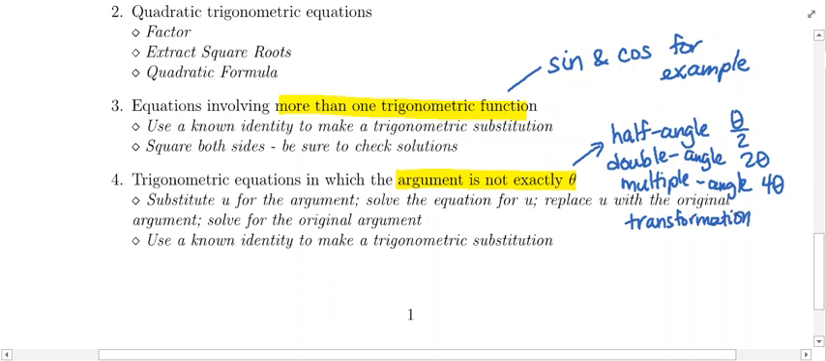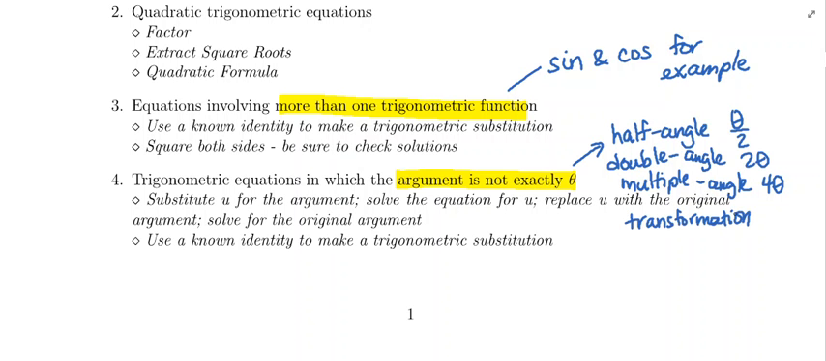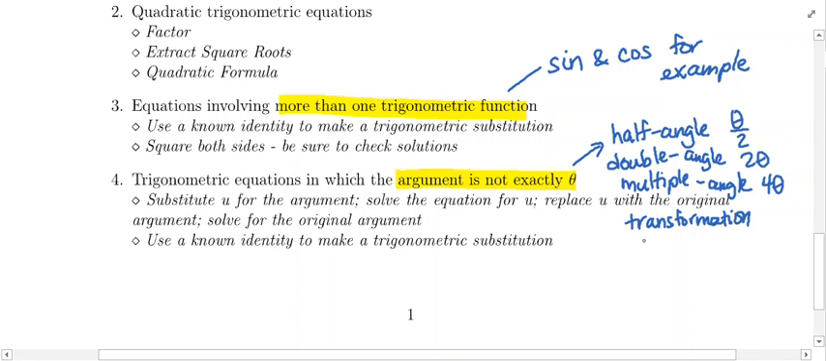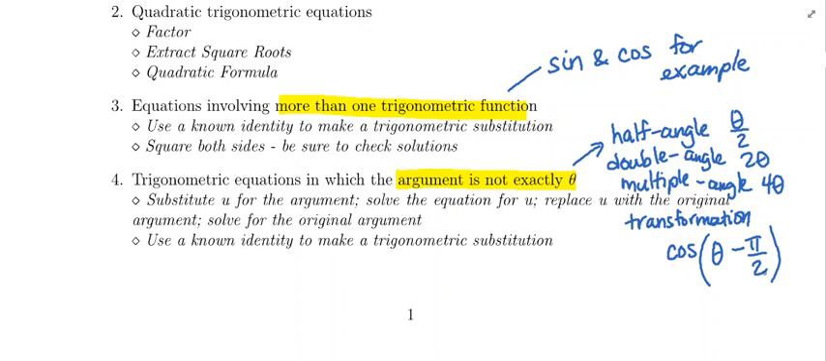Another thing it could be is some kind of transformation. Okay, transformations, those are basically shifts in your graph. So your graph might be shifted horizontally left or right, for example. And in that case, you might see something like this, the cosine of theta minus pi over 2. Okay, so the argument here would be theta minus pi over 2 instead of just theta. So you have to know how to deal with that as well.